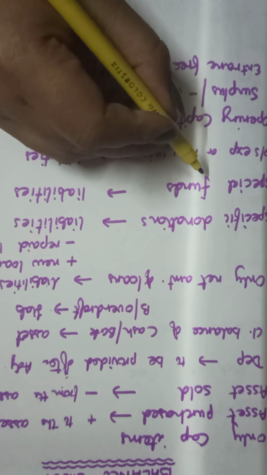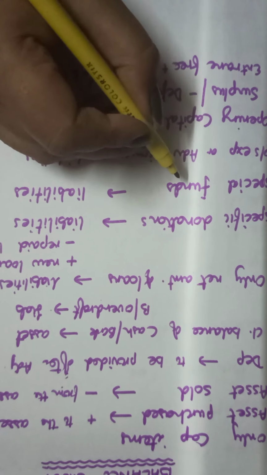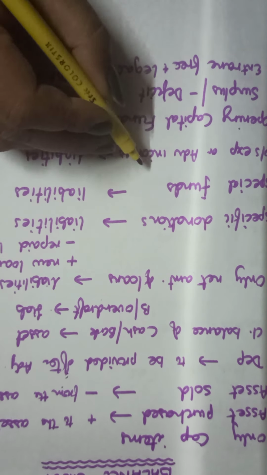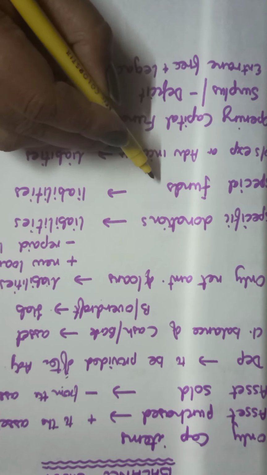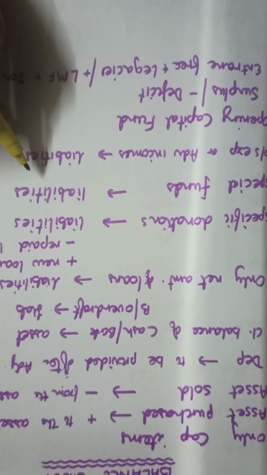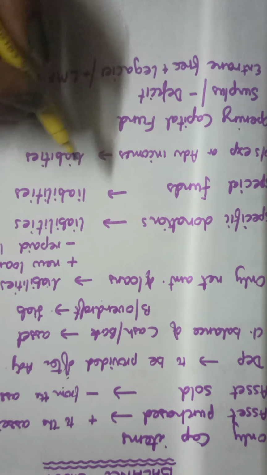Then special funds: in case any funds are created, the funds will always be shown on the liability side. We will deal in detail with how to maintain and record the funds, but they are shown on the liability side of the balance sheet of the NPO.